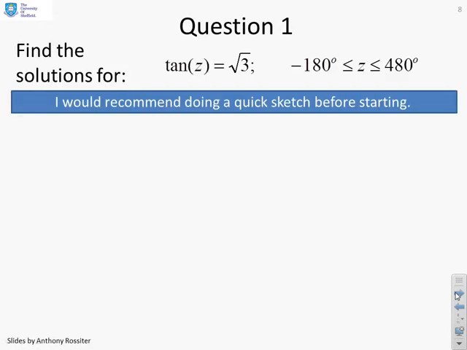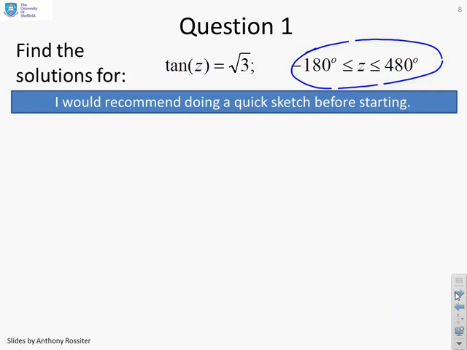Let's look at a question then. Find the solution for this: tan z equals root 3. And we want all the solutions in this domain here, minus 180 less than or equal to z, less than or equal to 480.